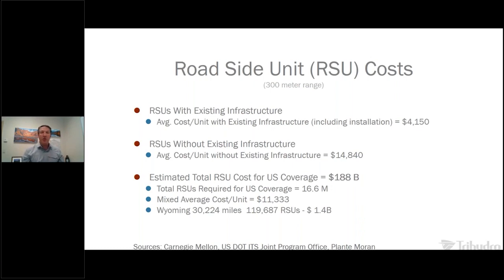For Wyoming alone, trying to outfit all of our roads with 100% RSU coverage, you're looking at almost 120,000 RSUs to be able to be deployed. And that's going to talk about a $1.4 billion price tag.